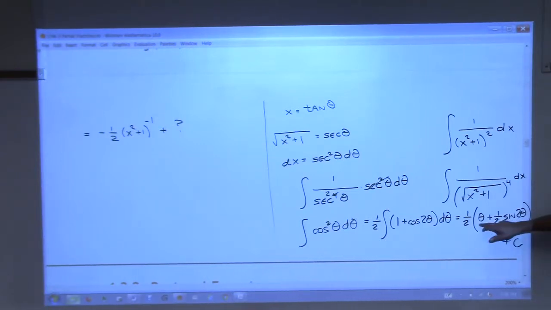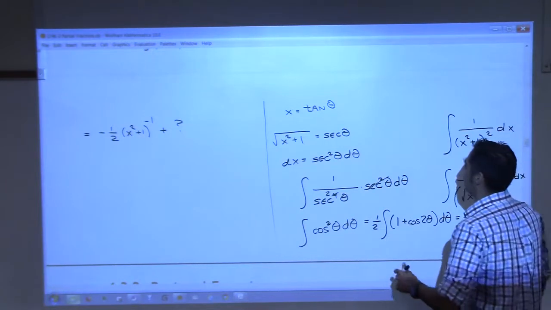I need to know what theta is, and I need to know what sine of 2 theta is. I'm going to need a triangle. Yeah, we have done this before. You're going to have to use that double angle identity to get that to be 2 sine theta cosine theta, and the 2 is going to cancel with the half. Okay, so we've played this game.